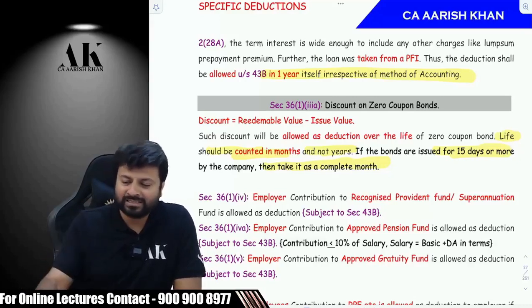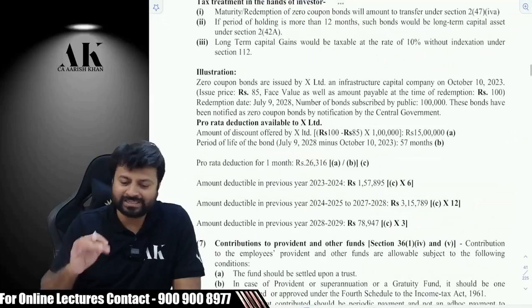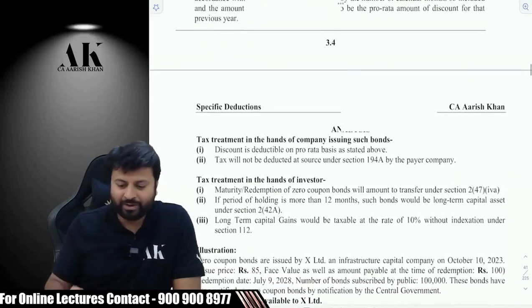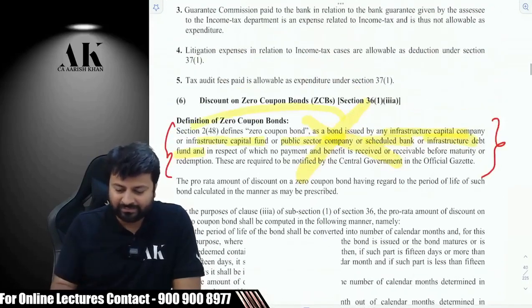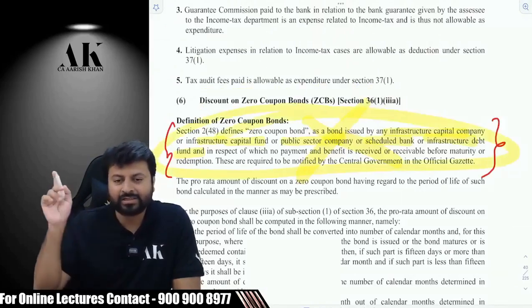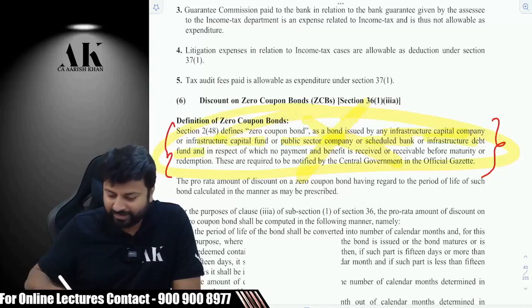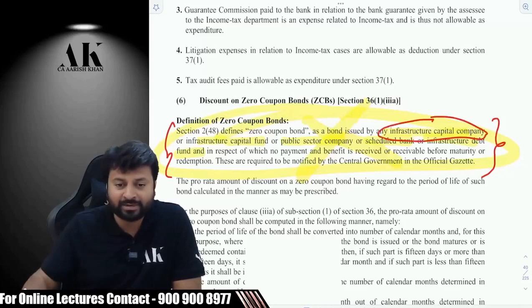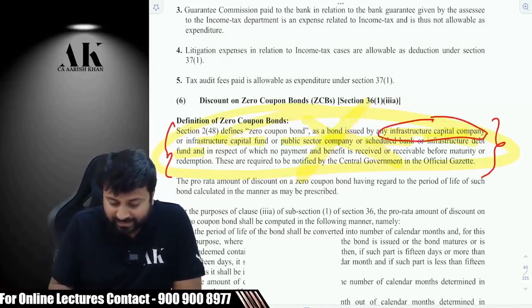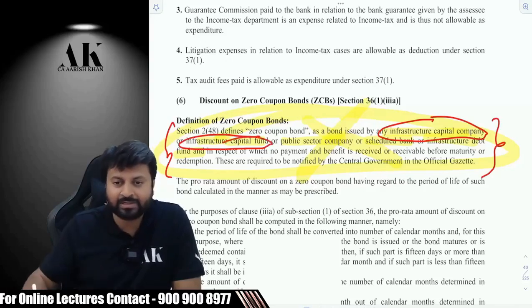Also, as a teacher, just understand, if I want, I can sit on this definition and continue discussing it for 45 minutes. I can do that. What will I do? I will start to analyze what I mean by infrastructure capital company. I can sit and discuss how an infrastructure capital company is different from an infrastructure capital fund. Then what is a scheduled bank?